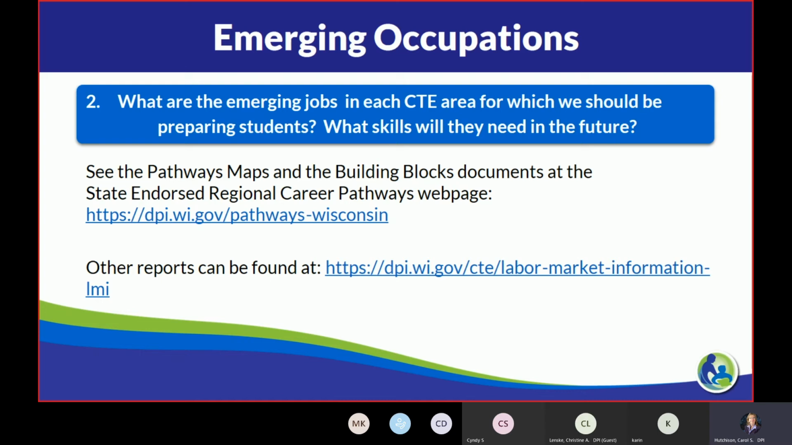You can go to the Pathways Wisconsin webpage shown previously to find the pathway maps and the building block documents for each industry area. The building blocks highlight the academic and technical skills employers report they will need in the future for projected and emerging occupations. In addition, our CTE consultants at the Department of Public Instruction are curating a list of industry reports for each CTE program area that you might find helpful as you research emerging occupations.